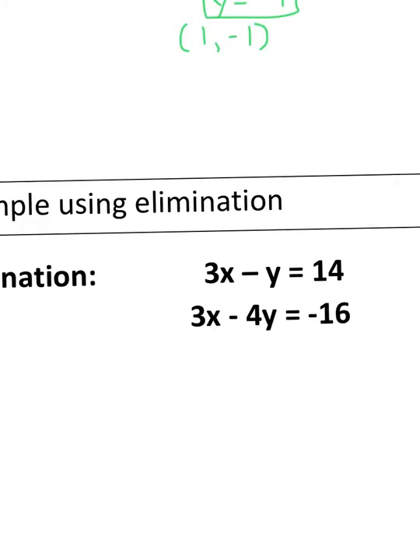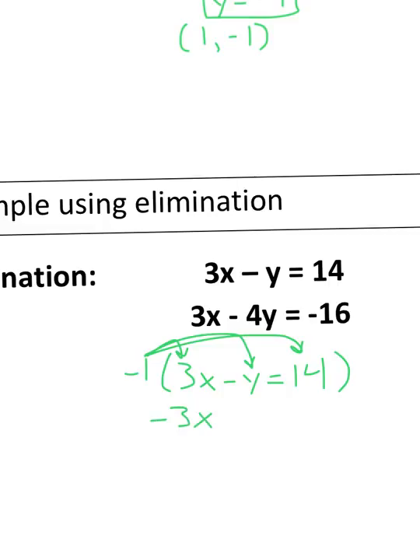So I'm going to take my first equation, 3x minus y equals 14. And to change it to the opposite, I'm going to use the distributive property, and I'm going to multiply the whole equation times negative 1. So I'm going to multiply negative 1 times 3x, negative 1 times negative y, and negative 1 times 14. So negative 1 times 3x is negative 3x. Negative 1 times negative y is positive y. And negative 1 times 14 is negative 14.